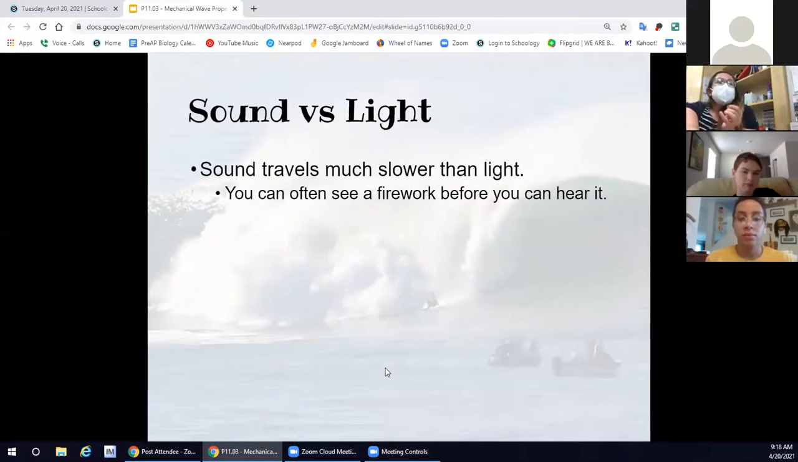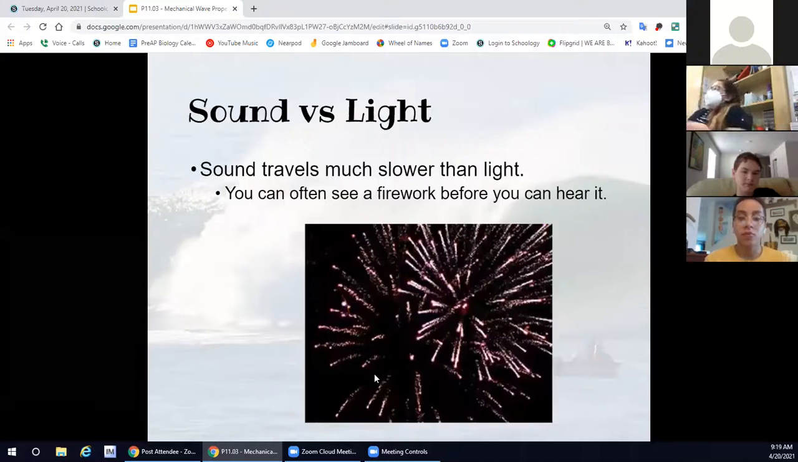Sound travels much slower than light. Of course, nothing beats the speed of light, right? Light always travels the fastest. That's why you can see fireworks before you can hear them. That's why you can see lightning before you can hear the thunder. Because again, light's traveling faster than the sound is traveling. You can see the light coming to you a lot faster. By the time the sound comes to you, the light's already gone.